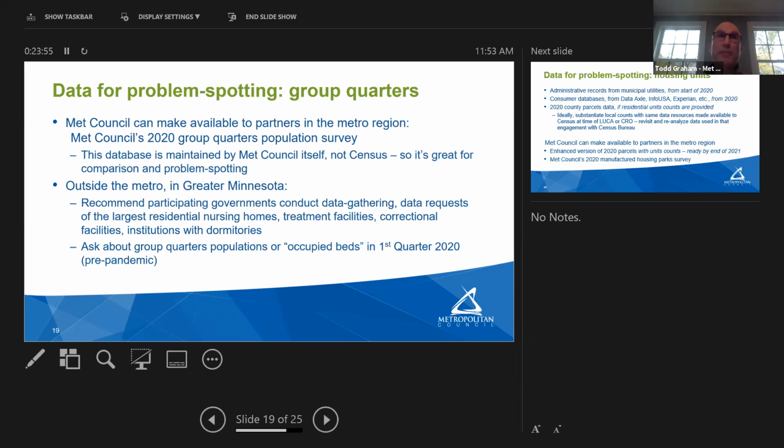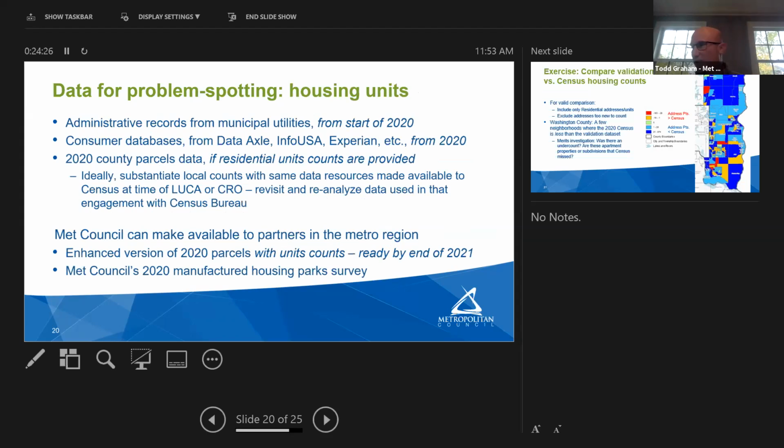I've been talking about the data that Met Council has. If you're outside of Metro in the other 80 counties of the state, there's not an annual survey of group quarters. And that's going to put local governments in the situation of having to do some data gathering themselves. Keep in mind, the Census Bureau is going to want to be getting your comments or issues with regard to group quarters population in first quarter 2020. So this becomes almost a historical exercise.